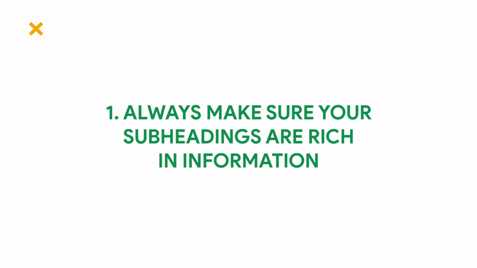That's why our first tip is to always make sure your subheadings are rich in information. Prioritize a descriptive subheading over a catchy one. Don't try using your subheadings as cliffhangers, like novelists do when they're trying to build suspense. Just let people know what your article is about so that they don't leave you and go back to Google.